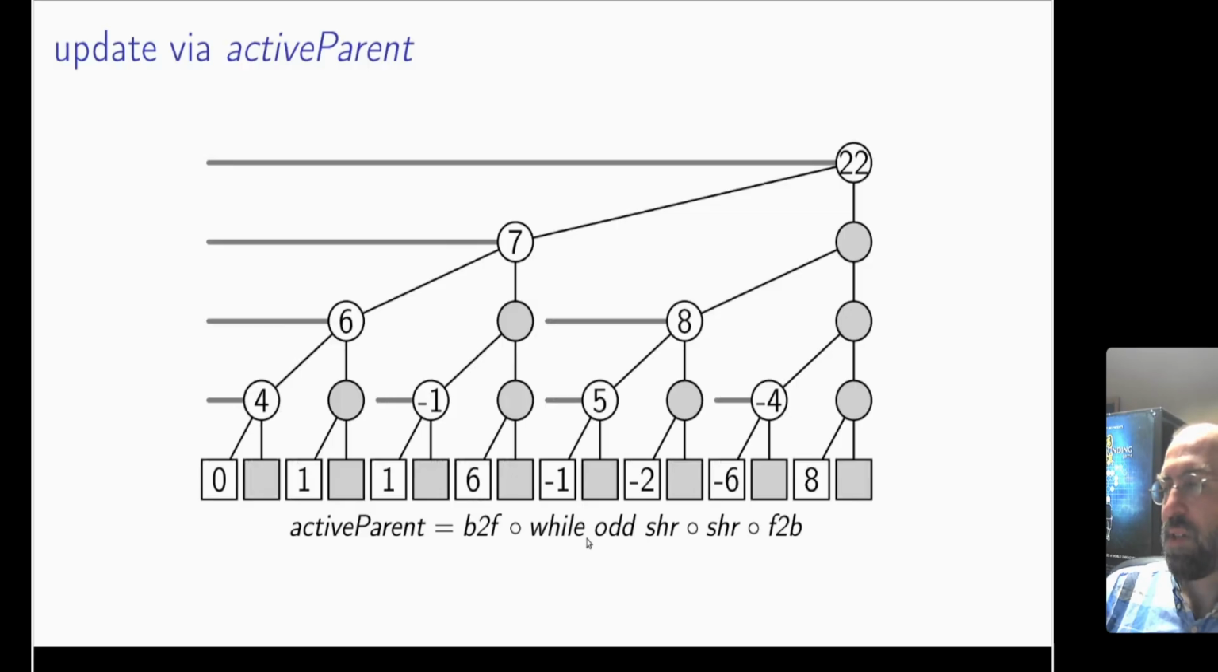and then you keep moving up as long as you are at an odd node, that is, as long as you're at an inactive grayed out node. And then we just sandwich that between, convert from Fenwick to binary and do this, and then convert back. So this is the function that would tell us how to move in a Fenwick tree from a node to its nearest parent that is not grayed out.